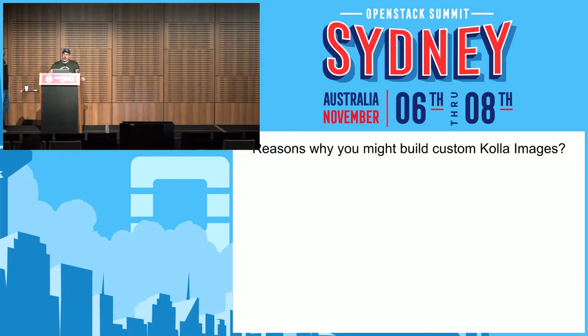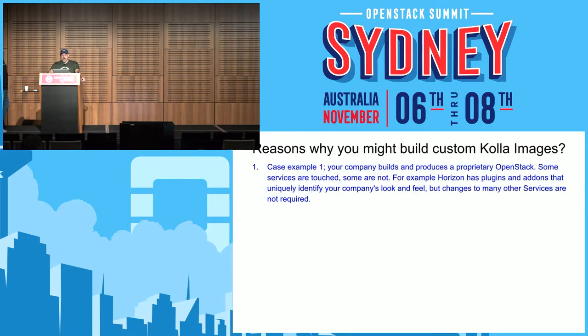Okay, so why might you build custom Kolla images? The first example is you work for a company that builds and produces some form of a proprietary OpenStack, which is what most companies do. So some services are touched, some are not. For example, Horizon has plugins and add-ons that allow you to uniquely identify your customer's look and feel, but there's changes to many other services, you just want them out of the box.